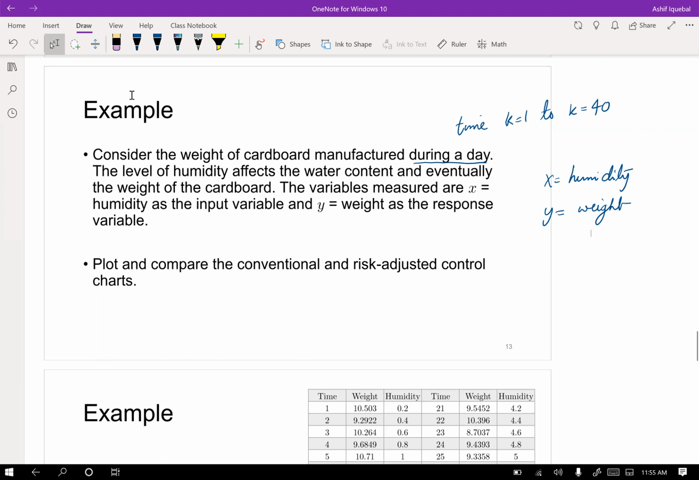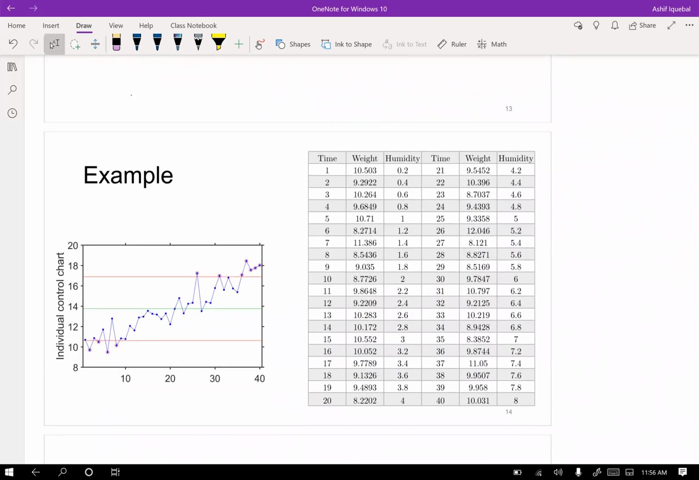Now it says plot and compare the conventional and the risk adjusted control chart for this. So let's just use y and construct a regular individual measurement control chart that we have studied so far. Here I have timestamps from 1 to 40, which is your first column. The second column is the weight of the cardboard, and the third column is humidity. If I want to construct a conventional control chart, I will forget about humidity right now. I will just focus on the weight.